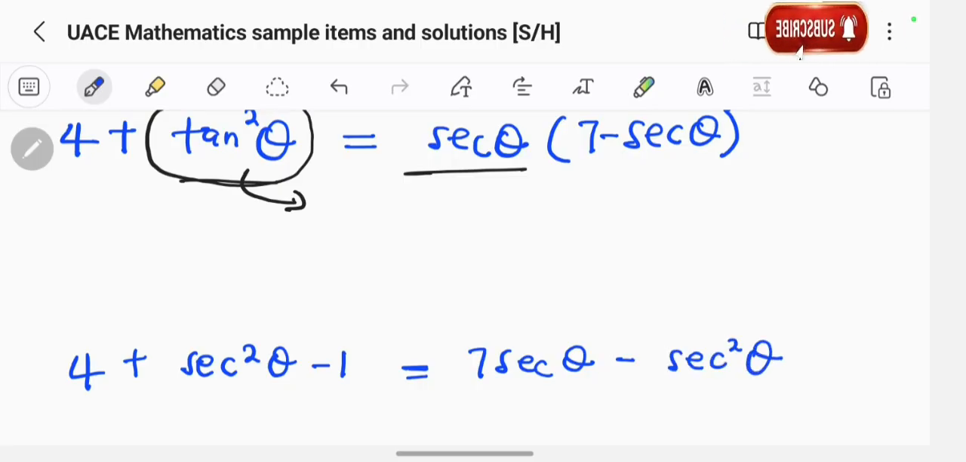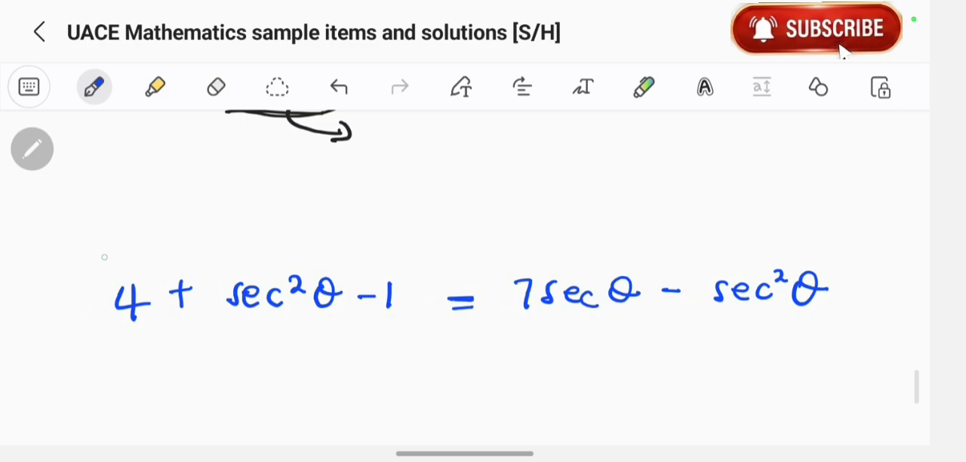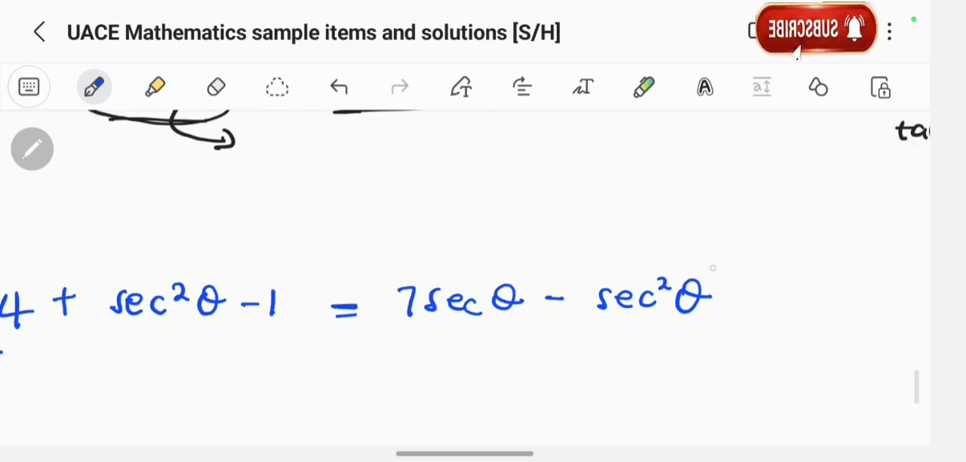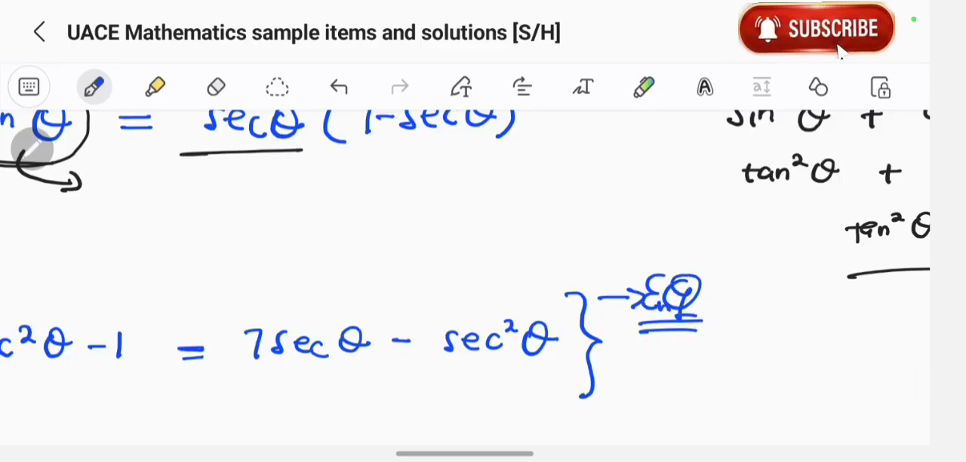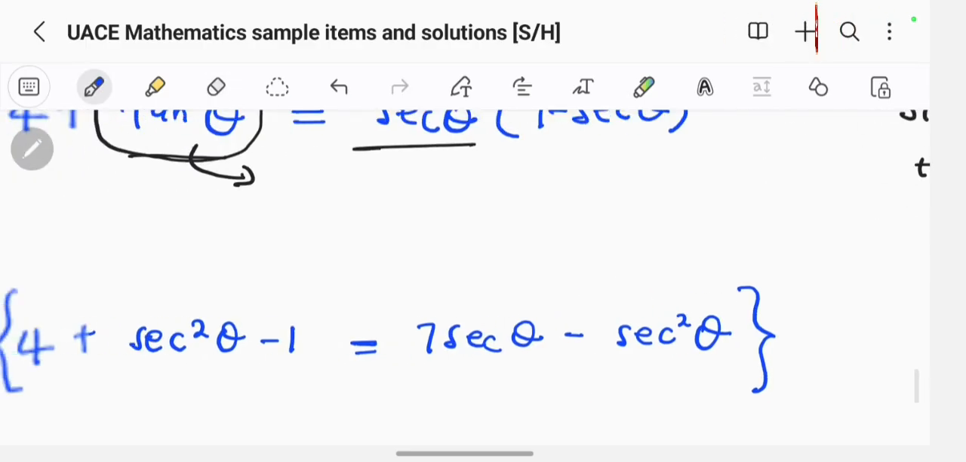So when I get to this, my mind tells me, or your mind should always be telling you, to form a quadratic equation. So you have to be forming a quadratic equation there. So it's what I'm trying to formulate.